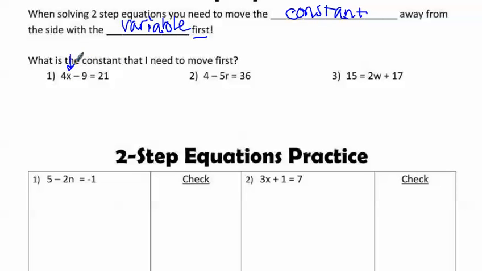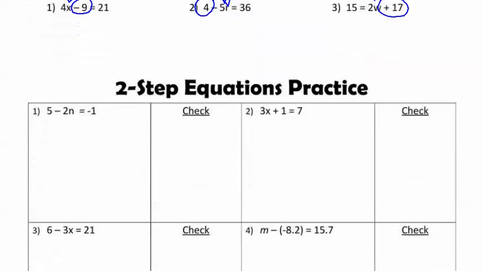Here's the variable on the left side. So you want to move -9, which is the constant. In problem 2, the variable's on the left side, so the constant is a +4. Number 3, the variable's on the right side with a constant of a +15. Please remember to include the sign that's in front of the constant. Let's practice.